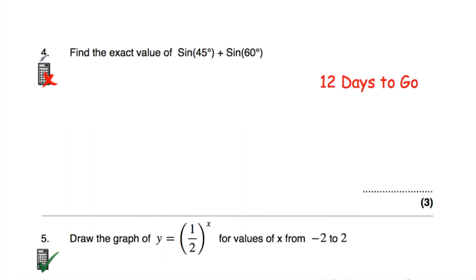Okay, so let's have a look at question number 4. So question number 4 is an exact trig values question. So the sine of 45 is equal to root 2 over 2. And the sine of 60 is equal to root 3 over 2. So plus root 3 over 2. And we've been asked to work out the exact value of this.